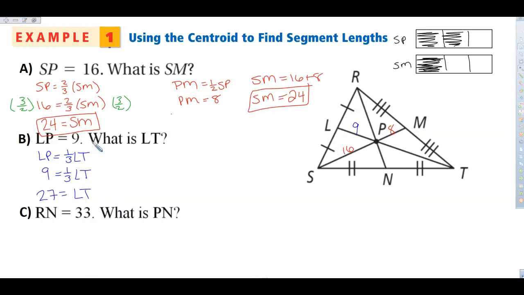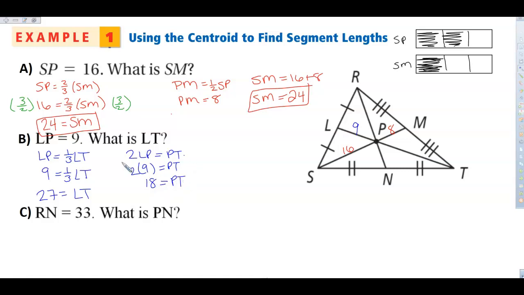All right? Or I could say, look, I know that LP is going to be half of PT. Or if I do even easier, 2 times LP is going to be PT. All right? So if I do 2 times 9, I know that this piece is 18.